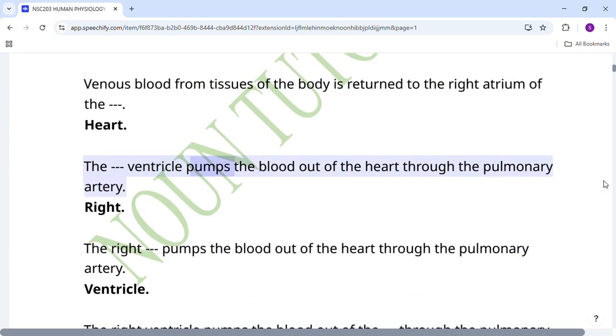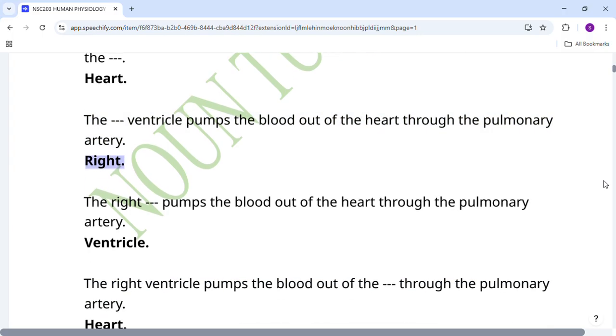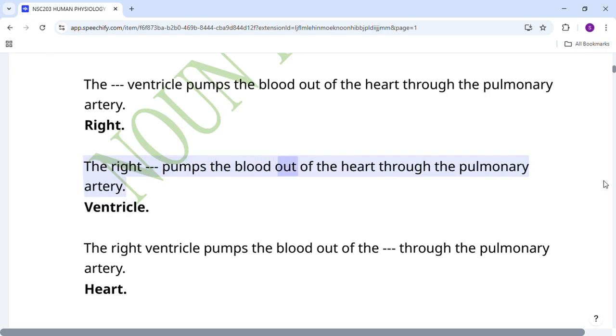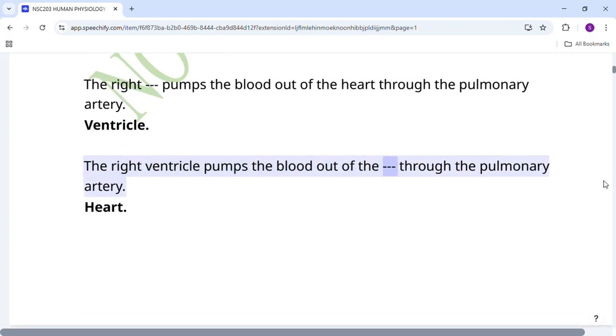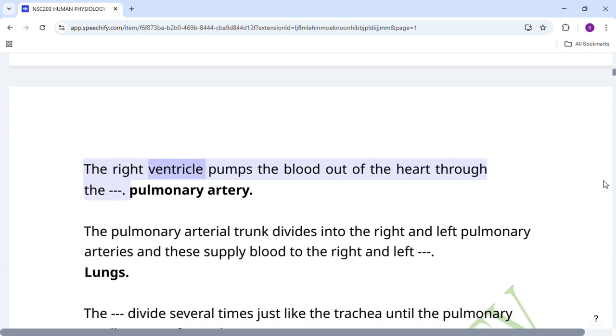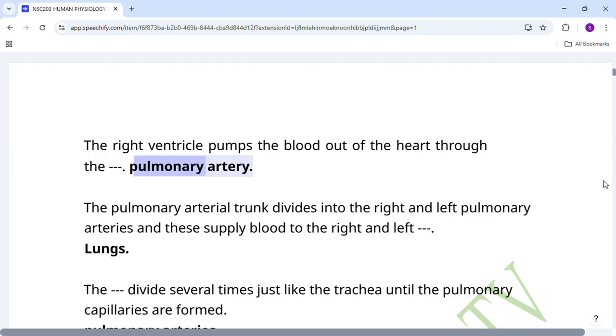The right ventricle pumps the blood out of the heart through the pulmonary artery.